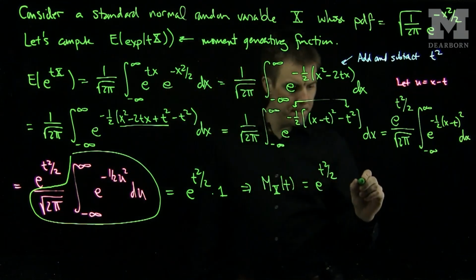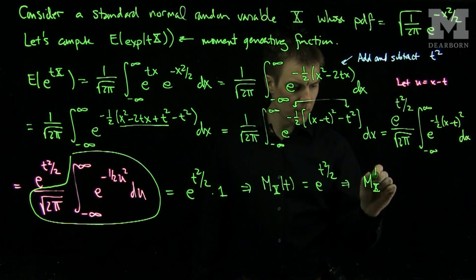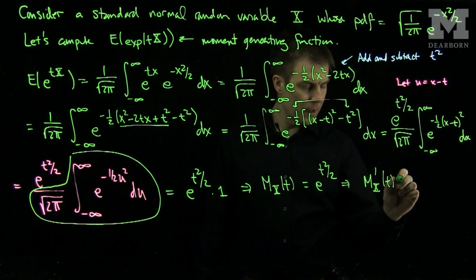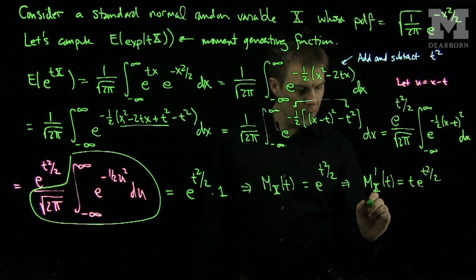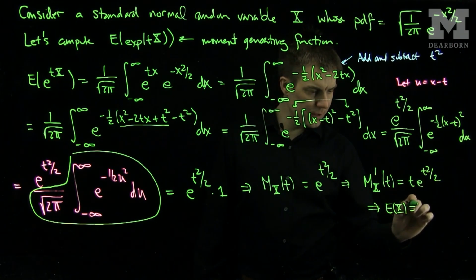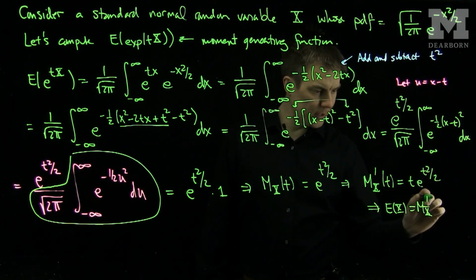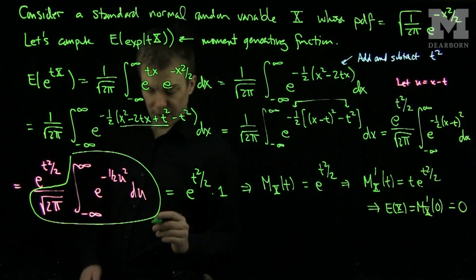So as an application of this, note, of course, m of 0 is always equal to 1. But m prime of t is going to be t e to the t squared over 2. And therefore, this tells us that the expected value of x, which is mx prime of 0, is 0.